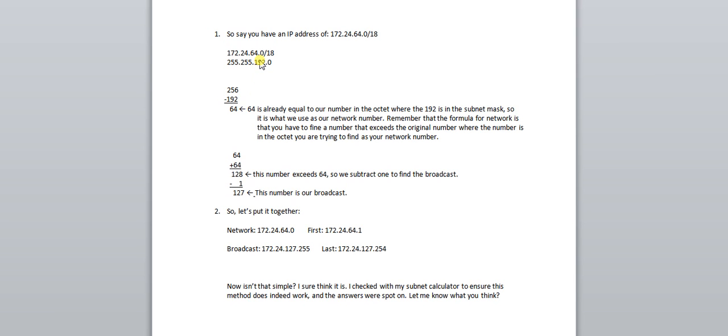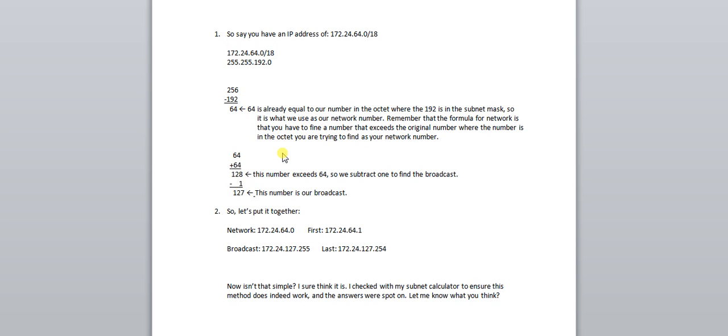is in our network portion, where the network portion ends and the host portion begins of the subnet mask, and where the network portion ends and the host portion begins in the IP address. So 64 is above 192. Excuse me. So we subtract 256 from 192 to get 64. 64 is already equal to our number in the octet where the 192 is in the subnet mask. So it is what we use as our network number.